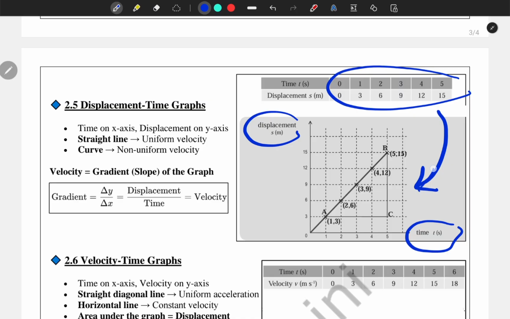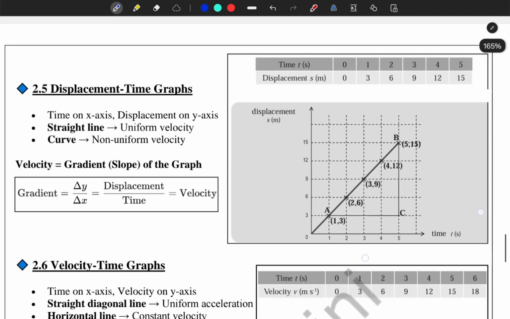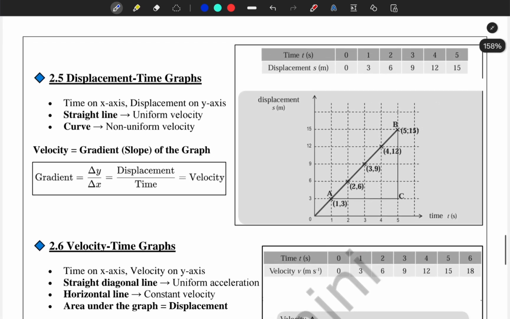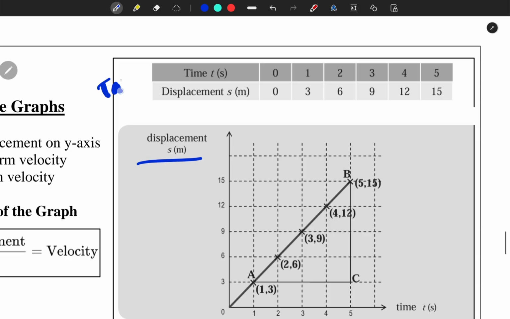So let me erase this. Okay, you know, in the x-axis what is there? Usually in the x-axis we label the time, and on the y-axis we use the displacement in a displacement time graph. Okay, so first you need this data in a table, right? This table is usually converted into a graph.